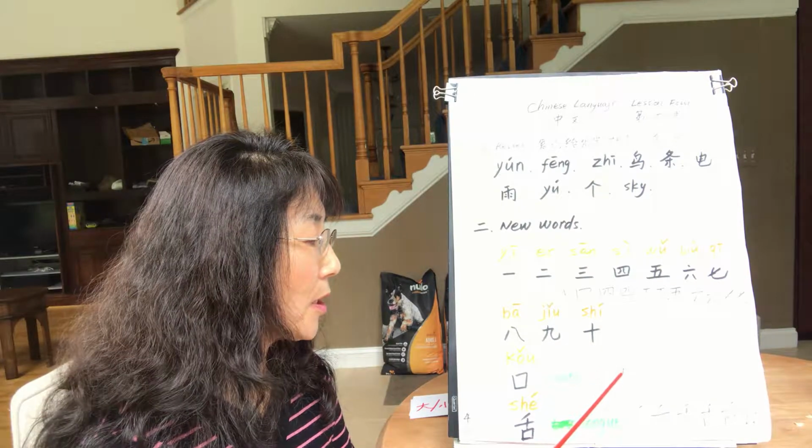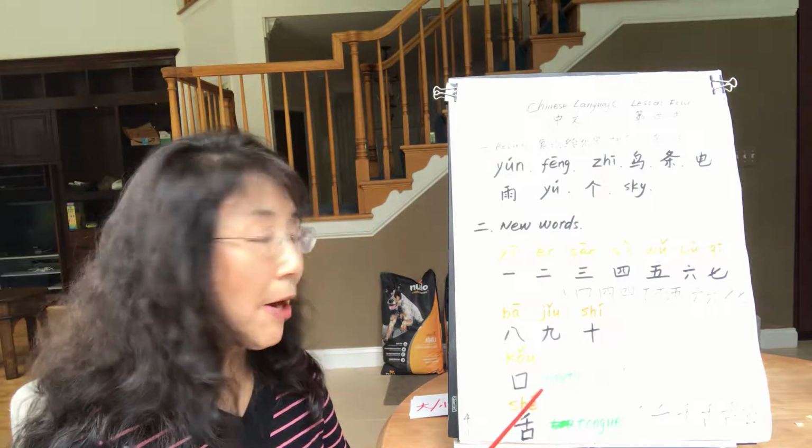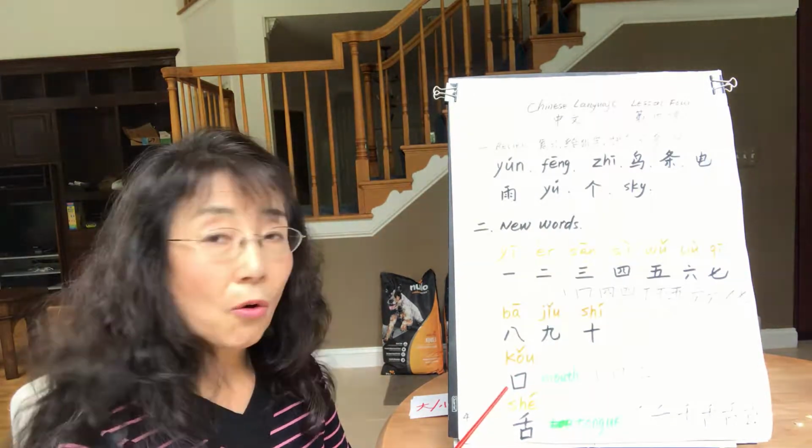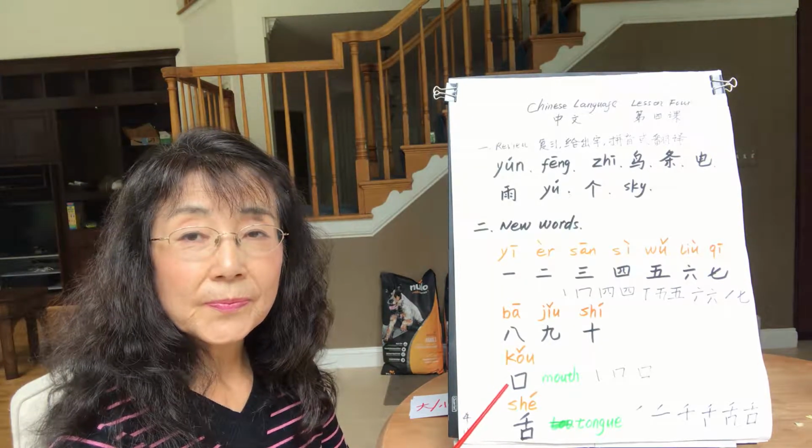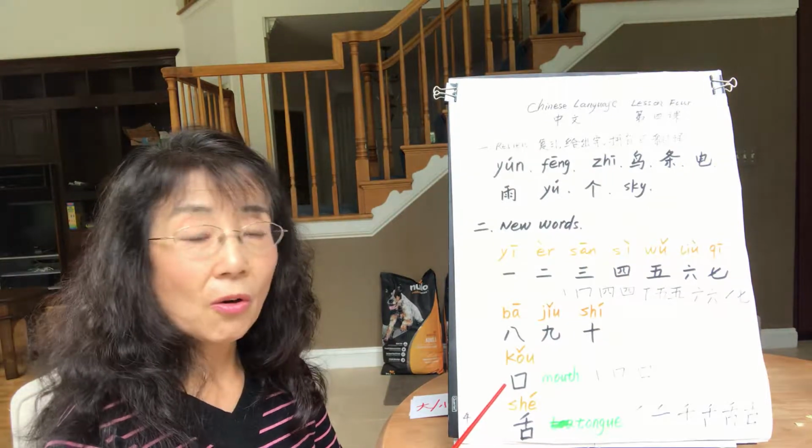Now the next word, kou. Kou means mouth. Shu, heng zhe heng, mouth. Kou. Now read after me. Kou.